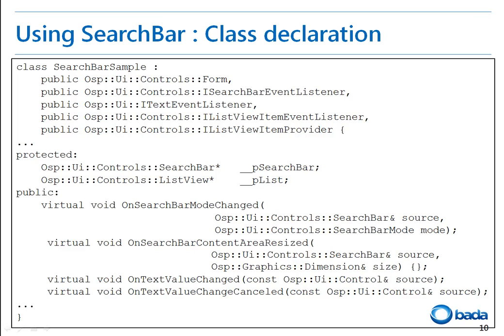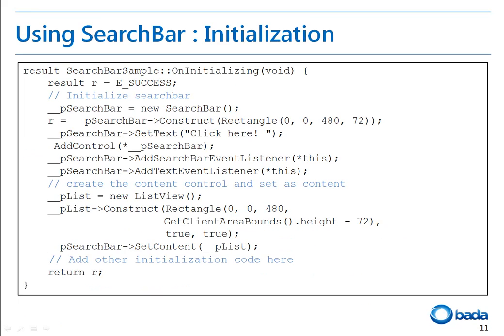Here I've used list view for the content in the content area, and hence I've added the iListViewItemEventListener and iListViewItemProvider items. The two variables, _pSearchBar and _pList, are the objects of the search bar and list view items respectively. Now, let's look at the initialization of the form.